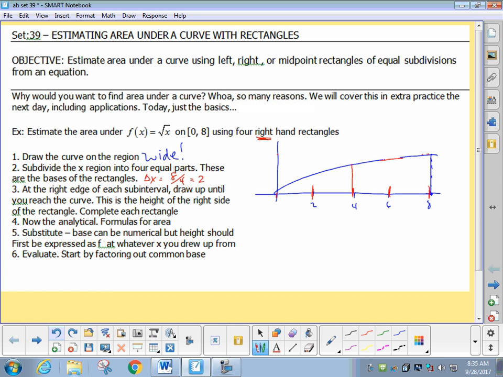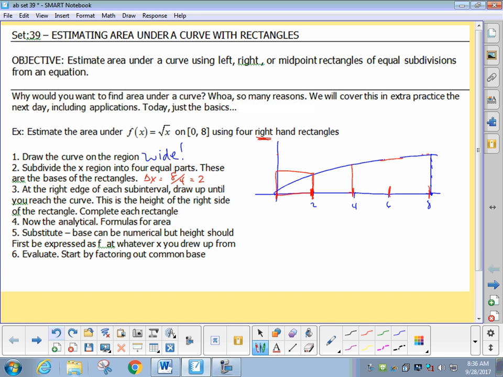In this first subinterval from 0 to 2, they call the whole interval 0 to 8, so the subdivisions are subintervals. In this first subinterval, I'm going to the right edge of the subinterval, which would be at 2, go up until you reach the curve, and that's going to be the height of my rectangle. So if this is the base, this is the height, then if I complete the rectangle, then that is my first rectangle. You follow?